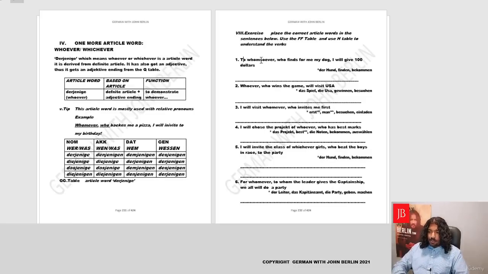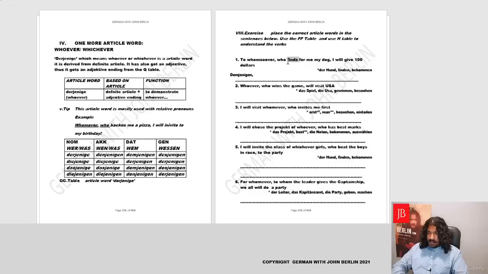For example, to whomsoever who finds for me my dog, I'll give $100. So to whomsoever, basically the verb is 'I will give'. The verb to give is dative. That's why it's written here, to whomsoever. That means we'll go to dative, that means whom, and it will be considered by default masculine, when no noun is mentioned. So we'll say demjenigen, comma, now who finds for me my dog.